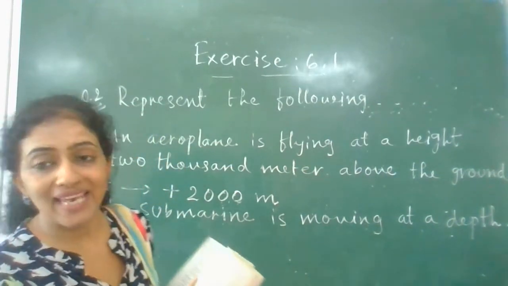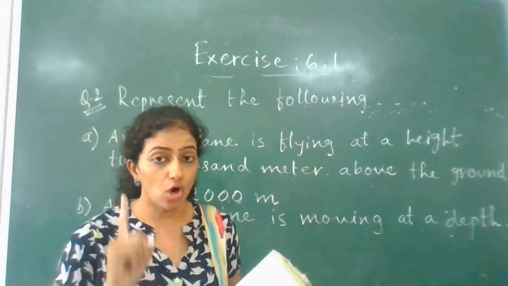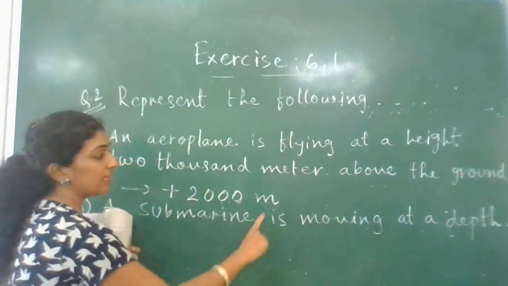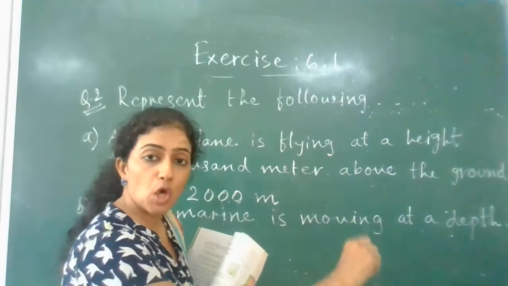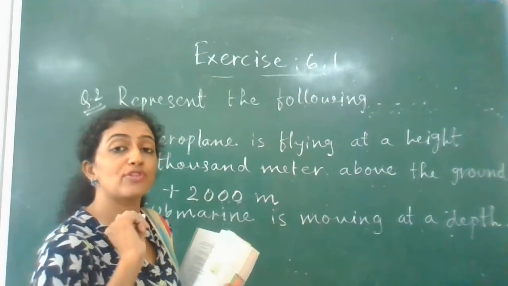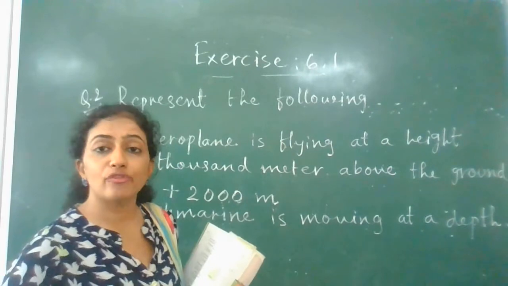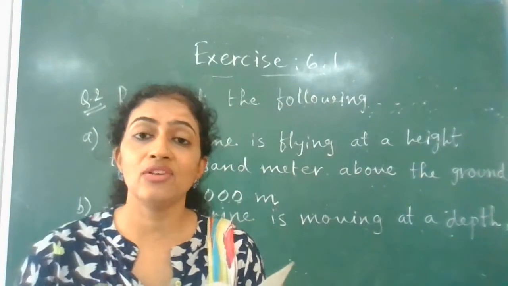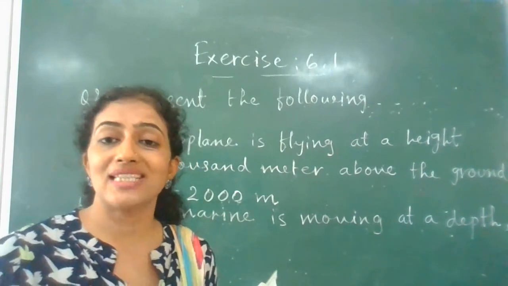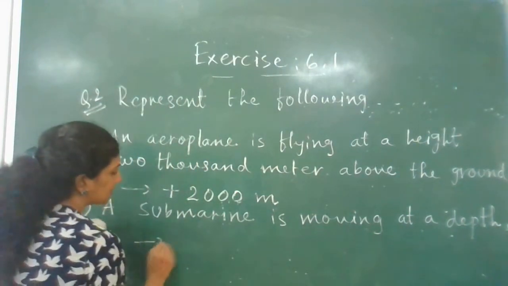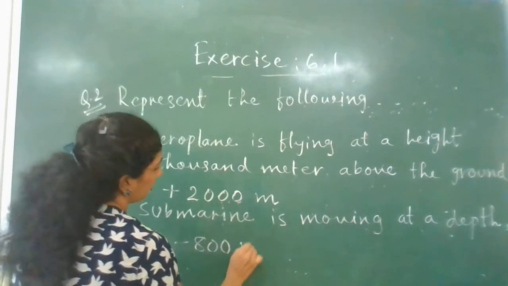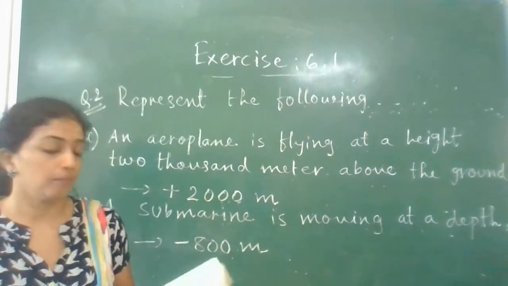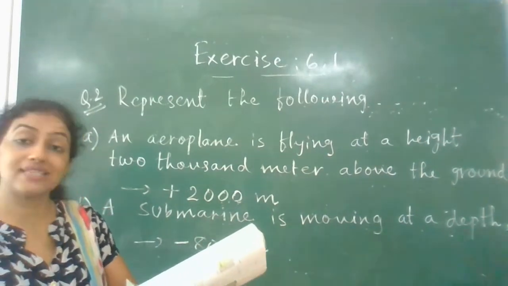Now see this B, I have not written the whole question, but in your classwork you have to copy the whole question. A submarine is moving at the depth, then I have stopped. Now you have to complete the question, and then write the answer. At the depth, 800 meter below sea level. So minus 800 meter is the answer. Okay, now the C.